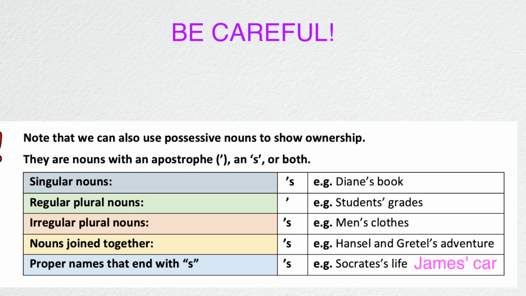When there are nouns joined together, we add an apostrophe and an s to the last noun in the group, as in this example, Hansel and Gretel's Adventure. Let's look at the last rule. If there is a proper name that ends with an s, you can add just the apostrophe or an apostrophe and an s. For example, Socrates' life or James' car.